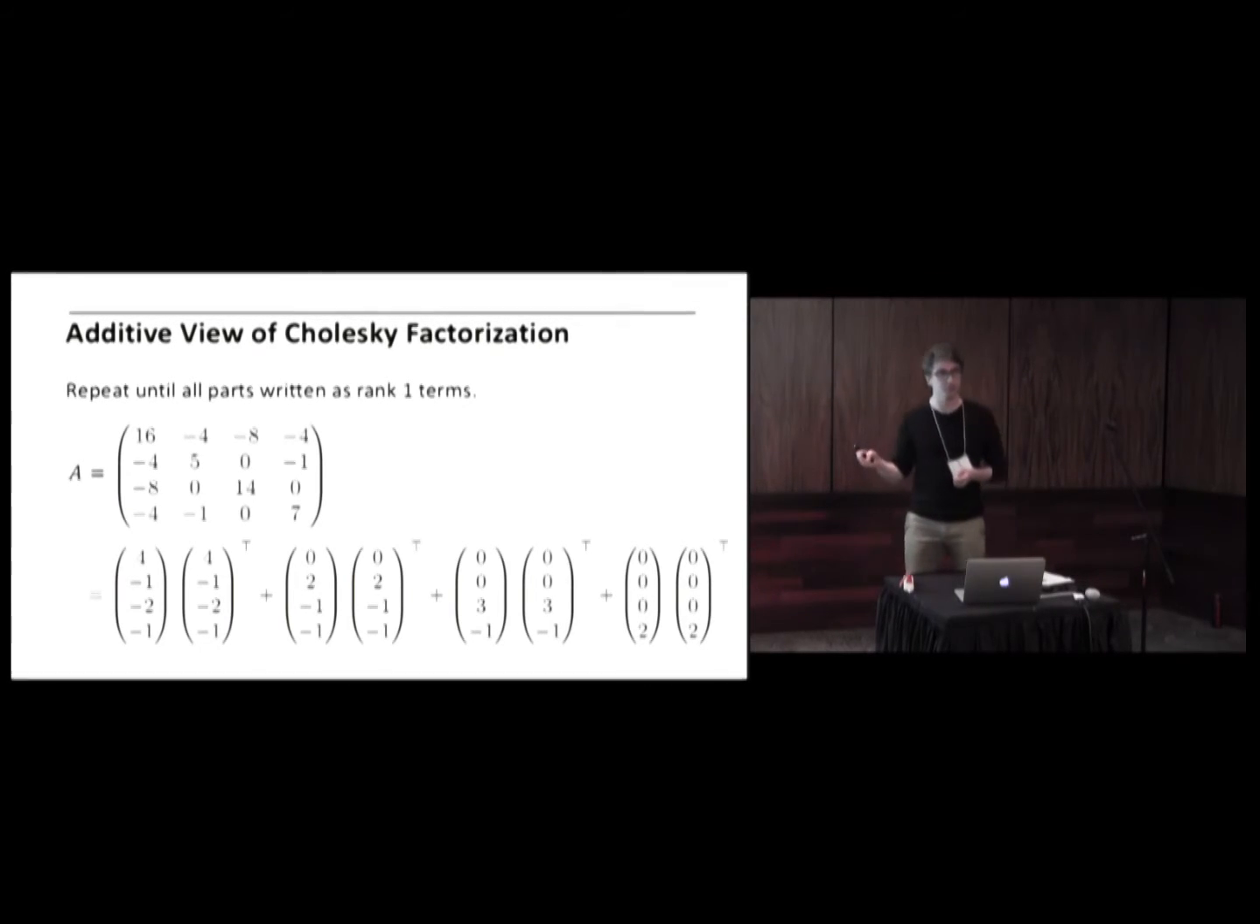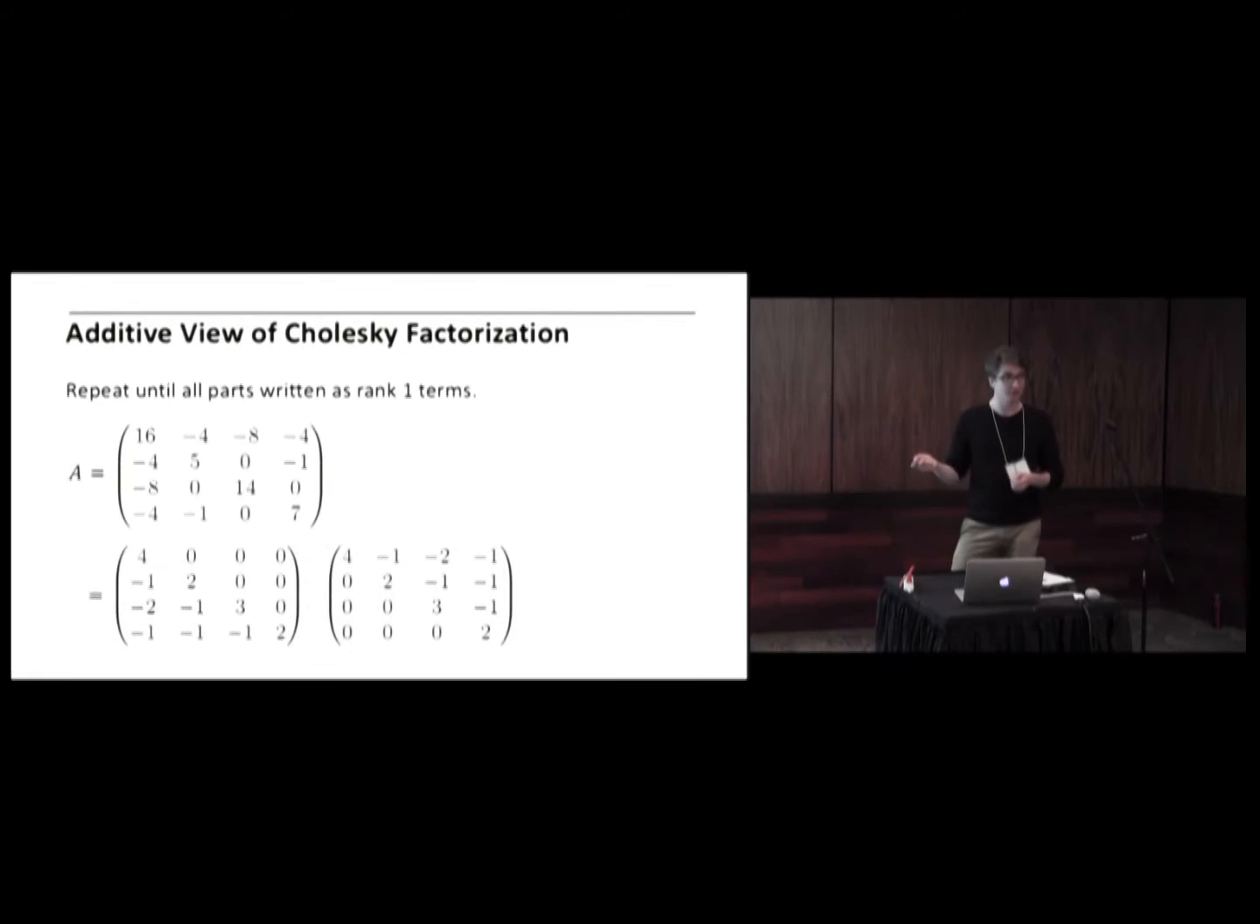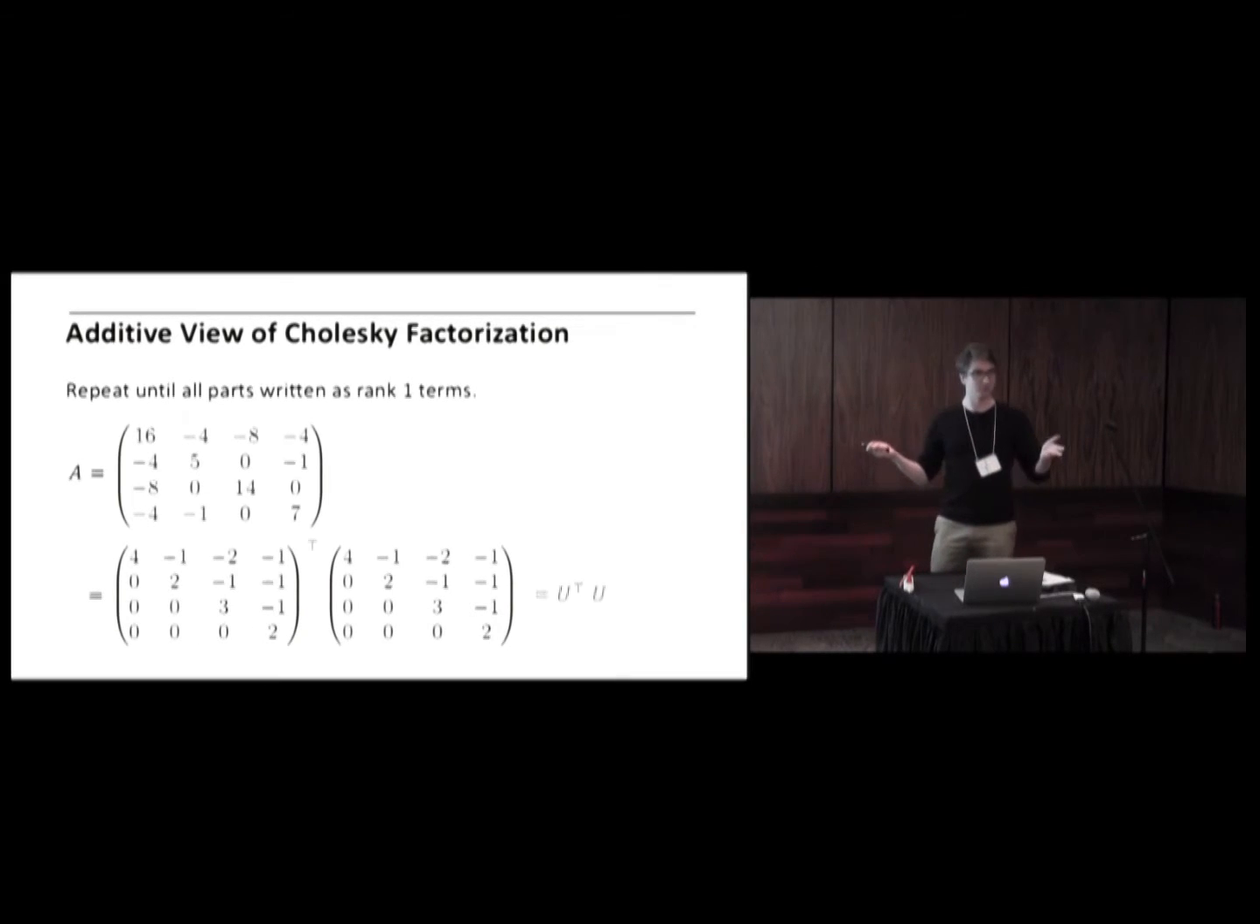Notice a special structure. The second term is non-zero only from the second entry onwards. The third term is non-zero only from the third entry onwards, and so on. This means that we can write this as a product of a lower triangular matrix and an upper triangular matrix. And in fact, this is our U transpose U. So we got our Cholesky factorization. But we also saw it as producing a sequence of sums of matrices.